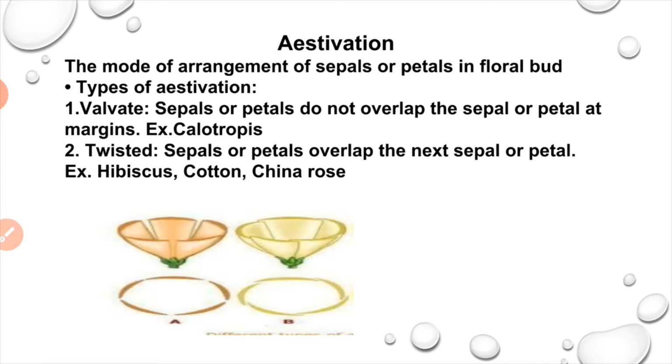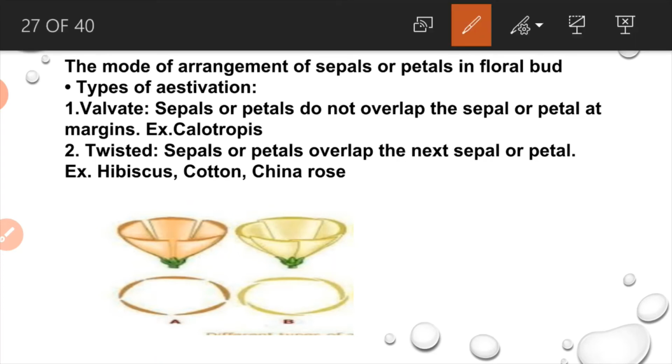Now estivation. Estivation means the mode of arrangement of sepals or petals in the flower bud in respect to one another. So estivation may be of the following types: open, valvate, twisted, imbricate. So first we will discuss valvate. Sepals or petals do not overlap each other. Here there is a distance between them. Such kind of estivation is found in mimosa, calotropis.